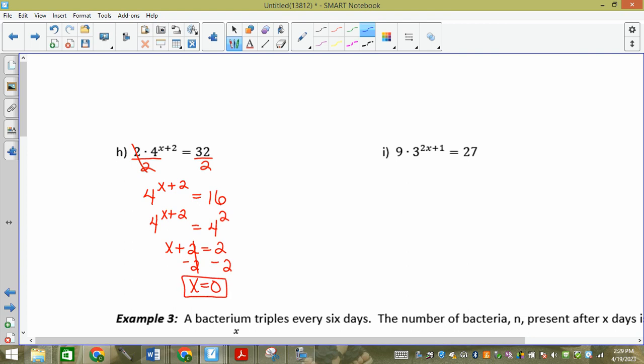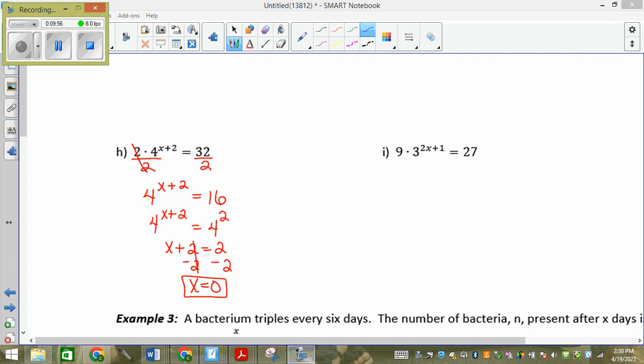You try. That's the first thing we should do. Divide by 9. Can I do 9 times 3 and make this be 27? Then they're the same base and life is good. No. So I'm going to divide by 9.